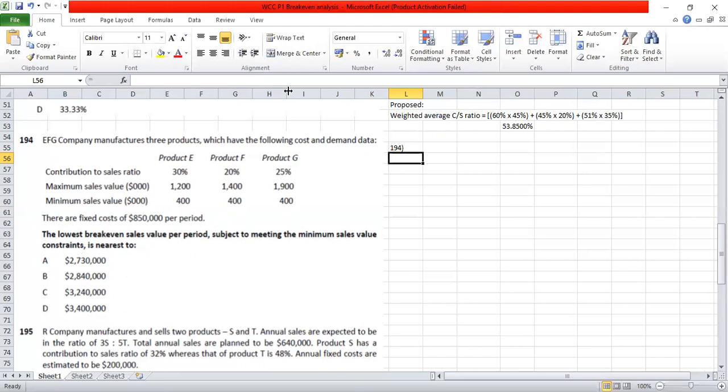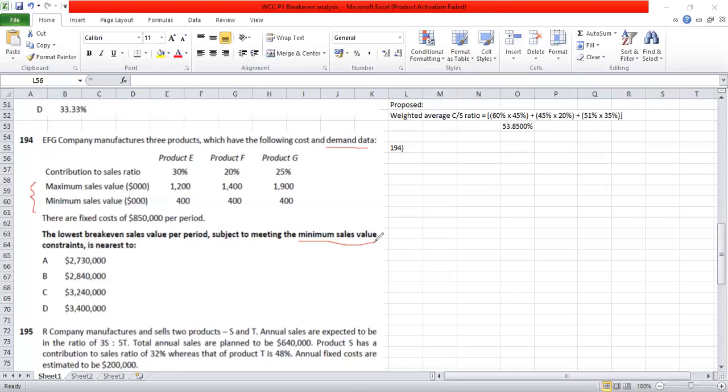Here the decision criteria is dependent on demand. The following cost and demand data are given to us. Contribution per sales ratios are also given. Then after that, we have two different sets of data. One is about what is the maximum sales value, what is the minimum sales value. The question is asking us what is the lowest break-even sales value per period subject to the minimum sales value constraint.